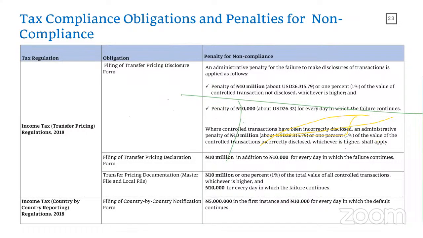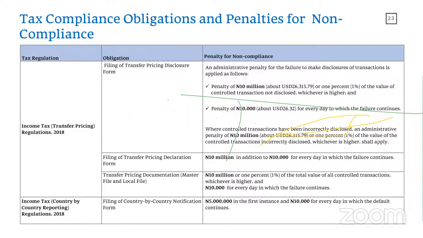Now, why do we need to ensure that there's compliance as professionals? Because in terms of TP audit and TP adjustment, most times we might not really have major issues. We might have more issues with TP compliance, and the TP compliance comes with very stiff penalties.